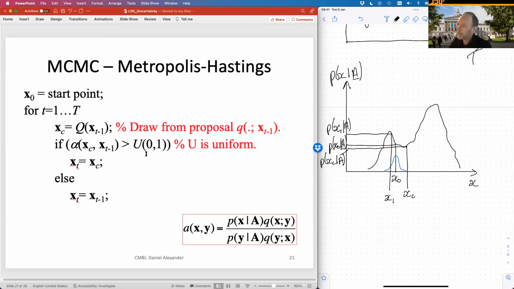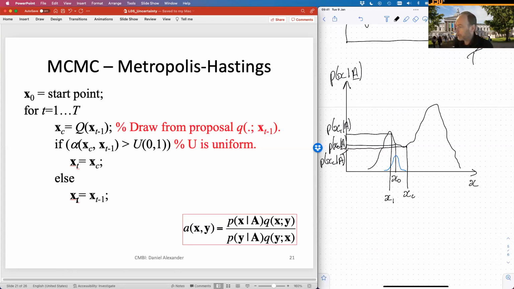Okay, so with 60% chance, we will take this new lower likelihood position as our next sample, and with 40% chance, we don't do that and stick with our current position, so that x2 would then be equal to x1. Okay, so that's the algorithm in a nutshell.